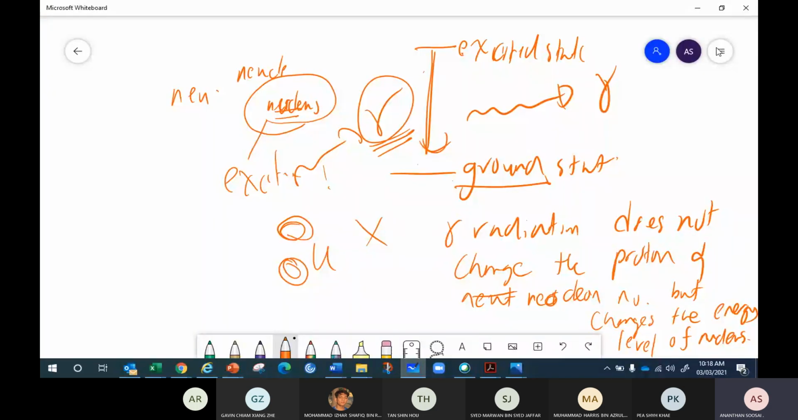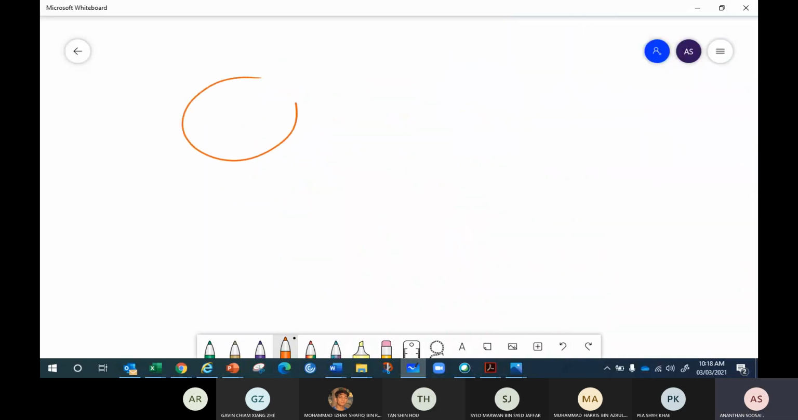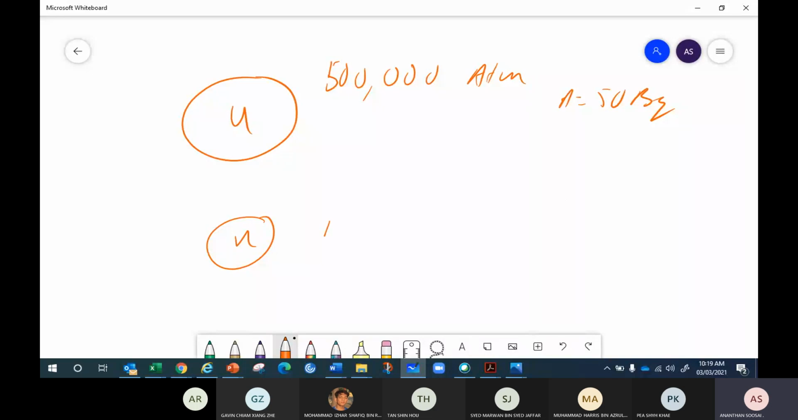In the exam, if they ask a question like this: there is a uranium sample which has 500,000 atoms and an activity of 50 becquerel. You have another uranium sample which has only 1 million atoms. What is the activity for this? So A equals lambda N. You can use two sets of data.